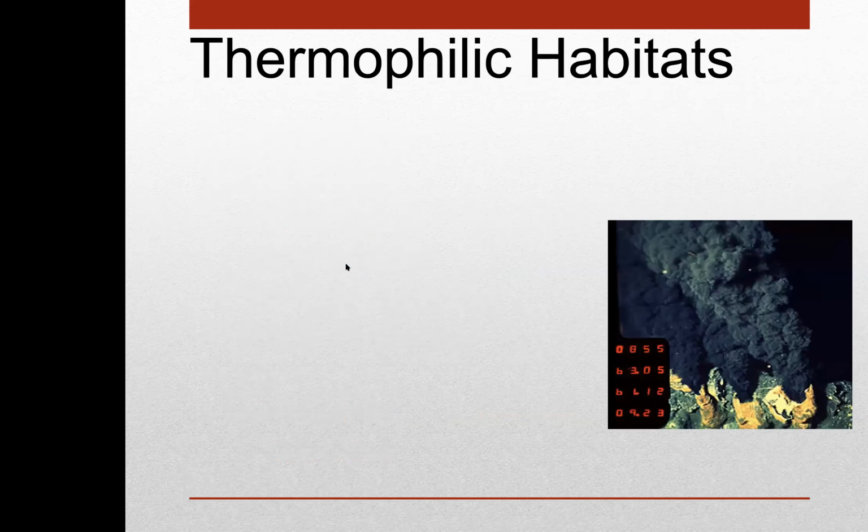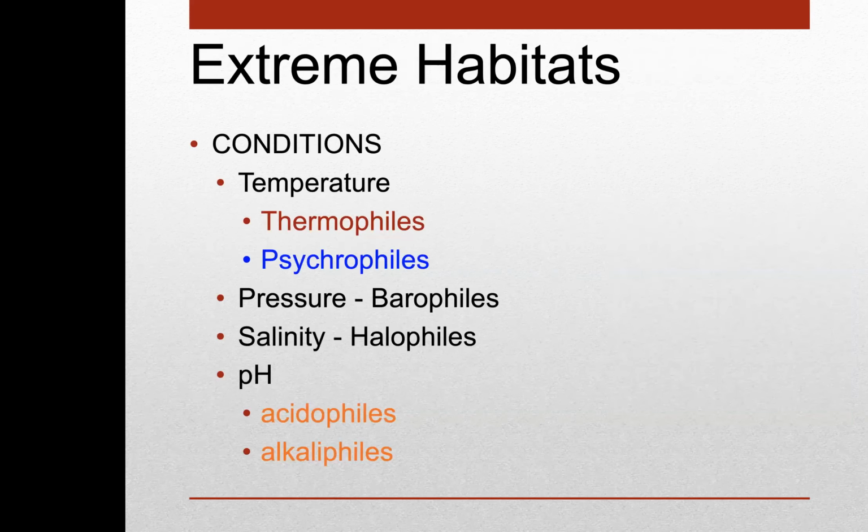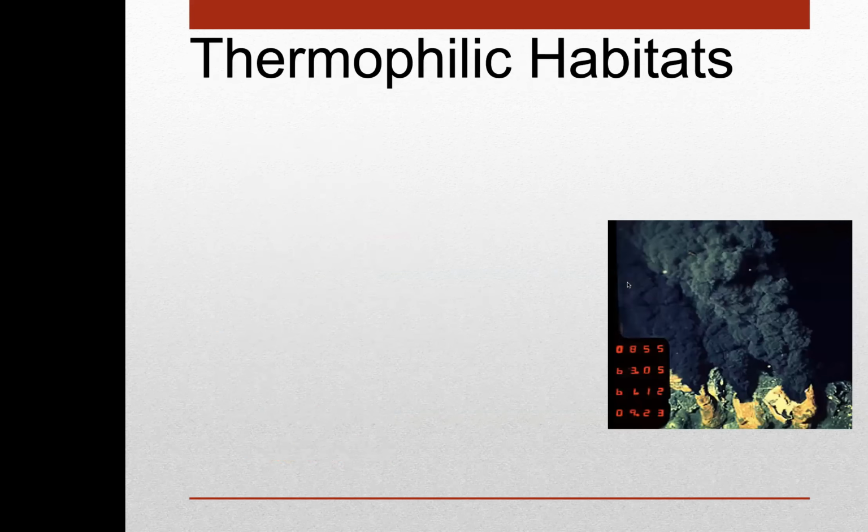So we'll start by talking about thermophilic habitats, right? And you can see right here, what's this a picture of? Like a deep sea vent. Yeah, so we call these black smokers. These would be very high temperature vents. And they would be black because they have large amounts of iron and sulfur in them, which forms pyrite, which is like a black precipitate.